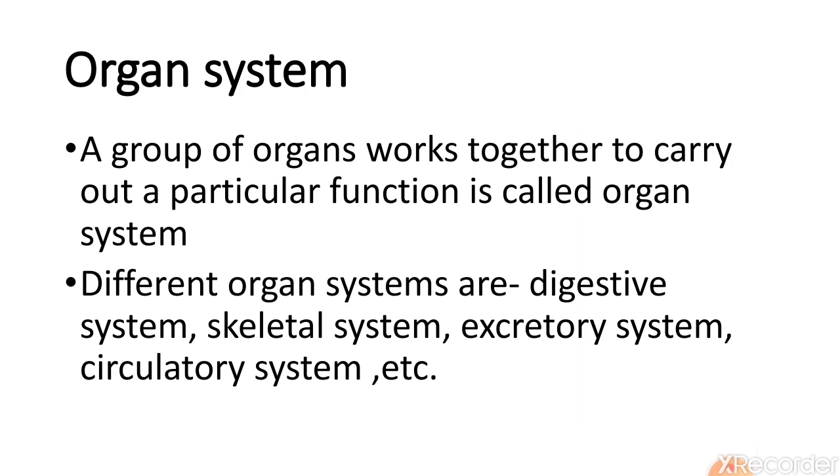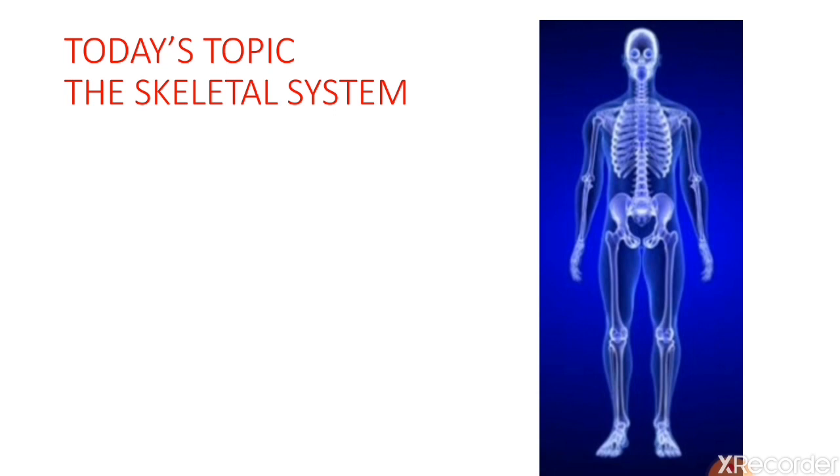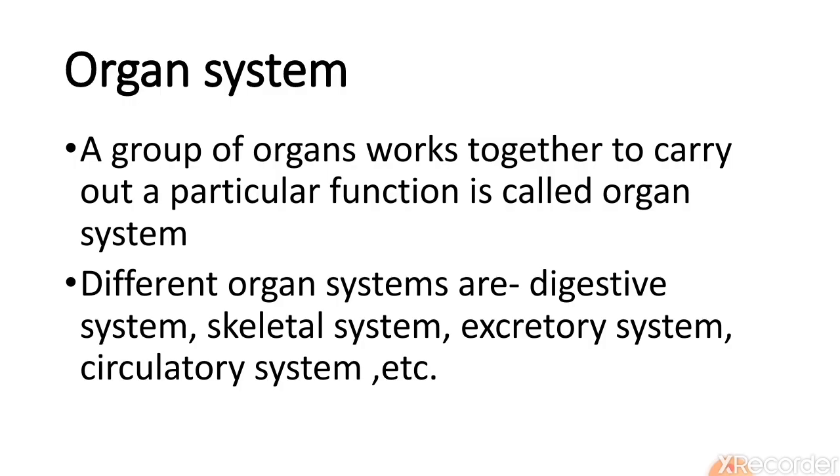A group of organs, when they work together to perform a specific task, form an organ system. The different organ systems are digestive system, skeletal system, excretory system, circulatory system, respiratory system, etc. In chapter number 1, you have learned about the circulatory system, in which the heart, blood and blood vessels work together as a team to complete the task of circulation of blood, that we have seen.